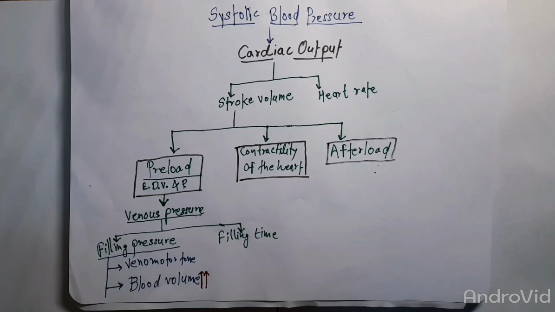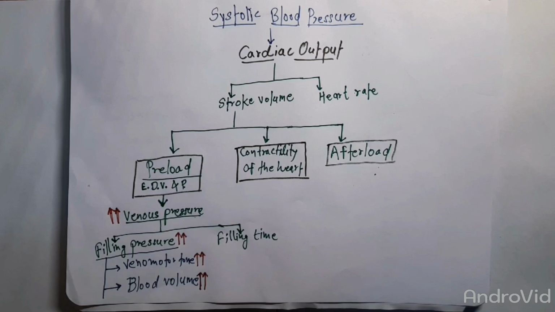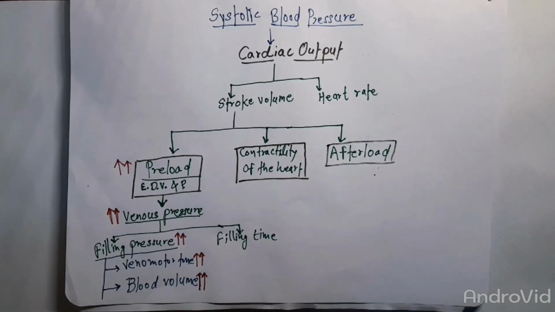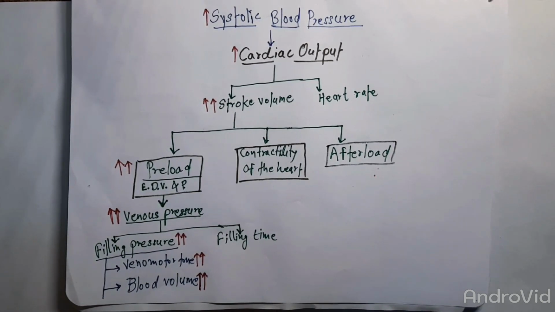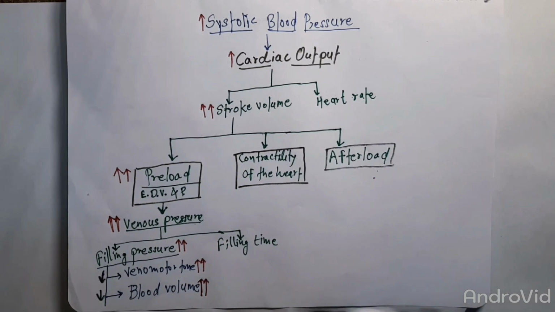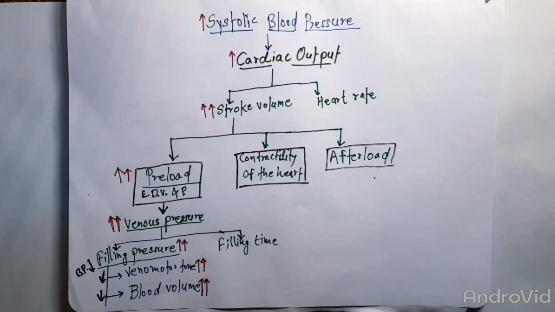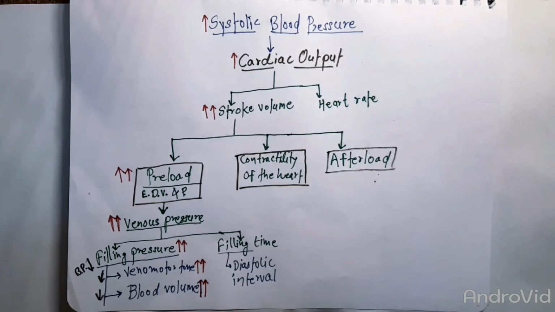So if we increase the blood volume or if venoconstriction occurs, then what will happen? The filling pressure will increase, then the venous pressure will increase, then preload will increase, and it will increase the stroke volume, which will increase the cardiac output. Then the systolic pressure will also increase. And just opposite to this, when we give a vasodilator or we decrease the volume, then the blood pressure will also decrease. Similar to this is the filling time, which is nothing but the diastolic interval.